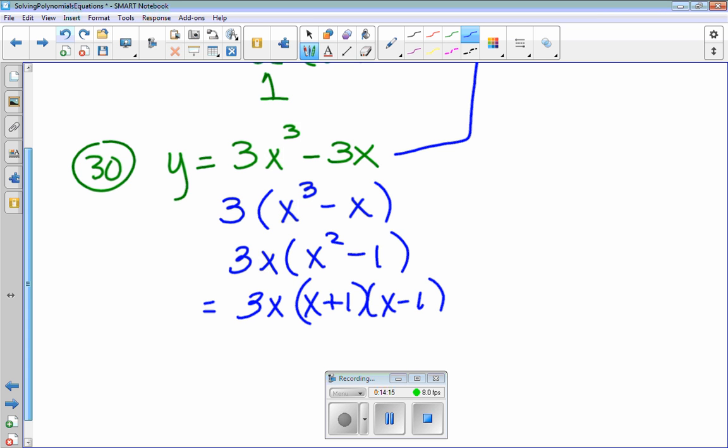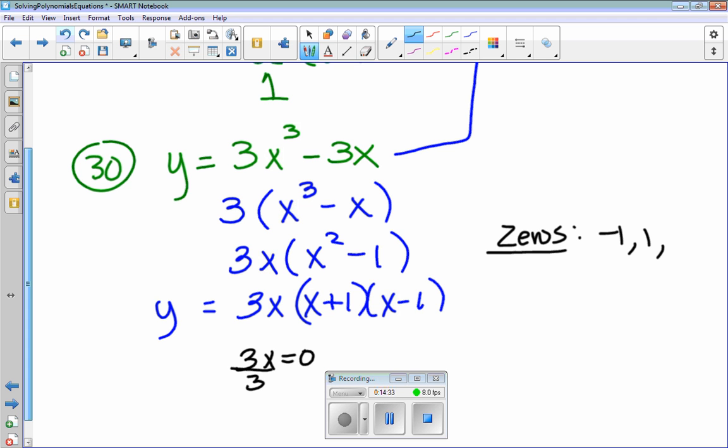So how do I find the zeros? The zeros are going to be negative 1, positive 1, and 3. When I set this factor equal to 0 and I divide by 3, what's 0 divided by 3? 0. So 0 is also a zero, a root. There are 3. Degree of 3. We expected there to be 3.